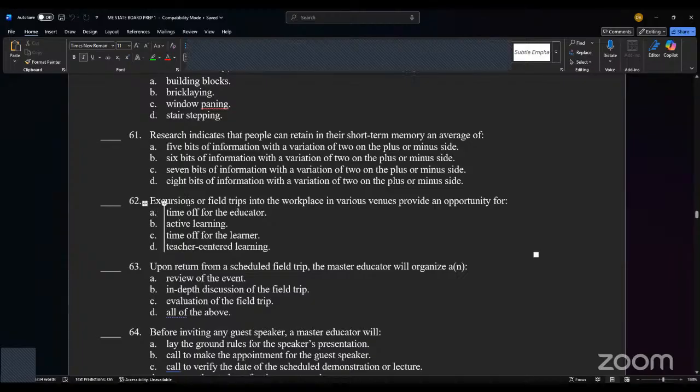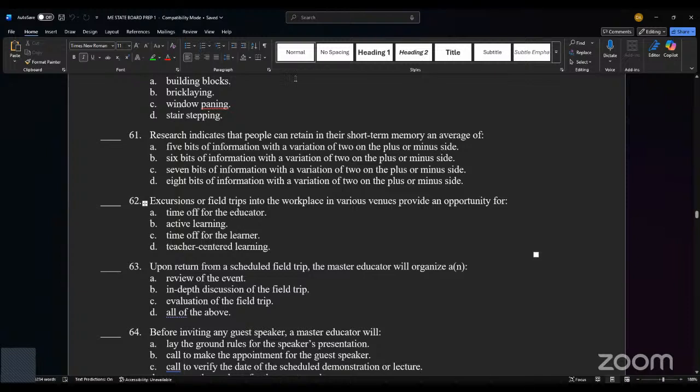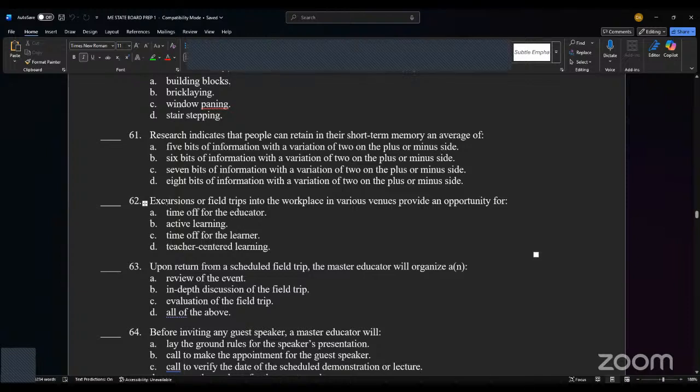62. Excursions or field trips into the workplace in various venues provide an opportunity for: time off for the educator, active learning, time off for the learner, or teacher-centered learning. Okay, going into the chat, what do we think? What does a field trip into the workplace do for us? Time off for the teacher, time off for the student, or is it active learning or teacher-centered learning?